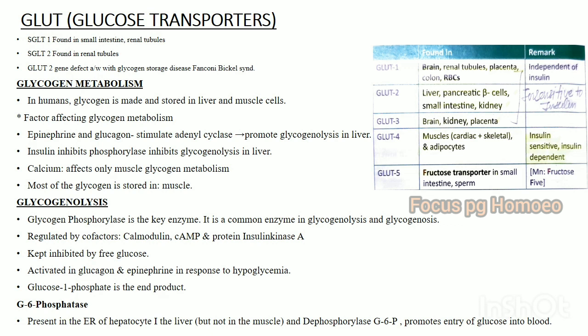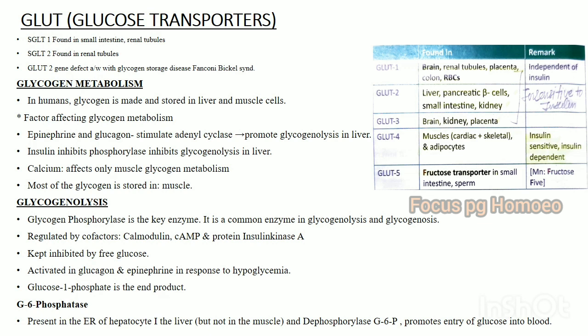Regarding glycogen metabolism, glycogen is made and stored in the liver and muscle cells. The factors which affect glycogen metabolism are epinephrine and glucagon, which promote glycogenolysis in the liver. Insulin inhibits phosphorylase and inhibits glycogenolysis in the liver. Calcium affects only muscle glycogen metabolism, which is stored in the muscles. Regarding glycogenolysis, the key enzyme is glycogen phosphorylase. Here the cofactors are calmodulin, cAMP, and protein kinase A.